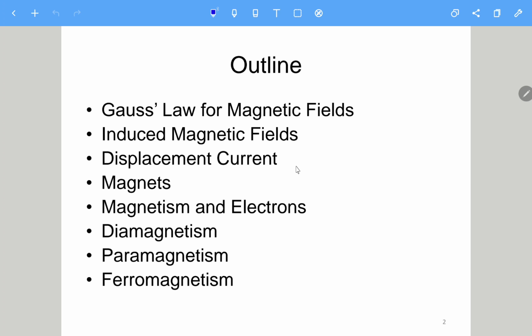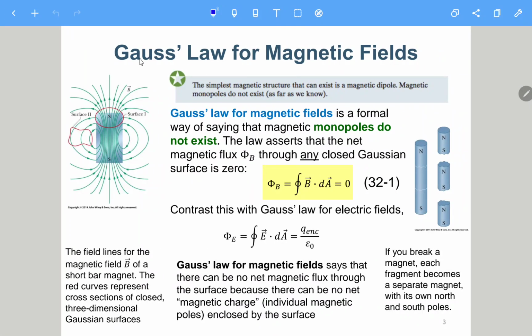Okay, and then later on we'll talk about some hardcore physics, so you just regard it as listening to a story, because it is quite hardcore. Okay, so here we'll talk about the Gauss law for magnetic field.